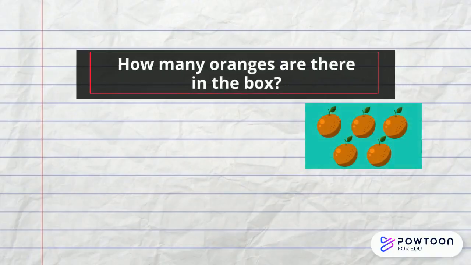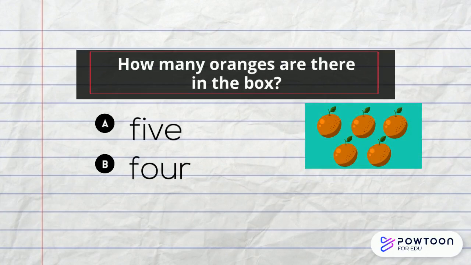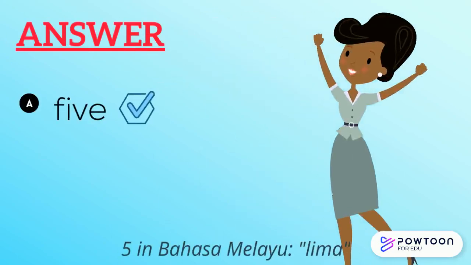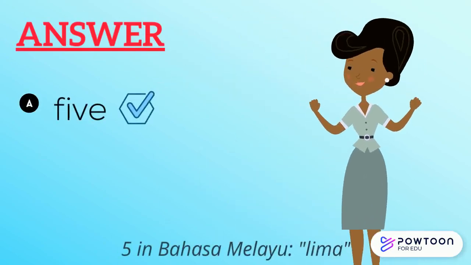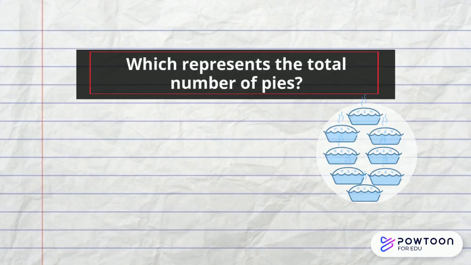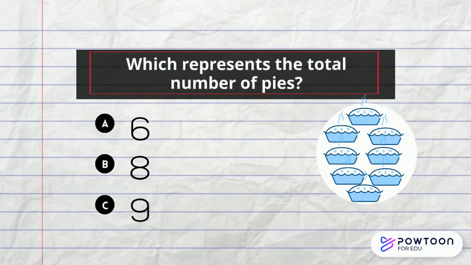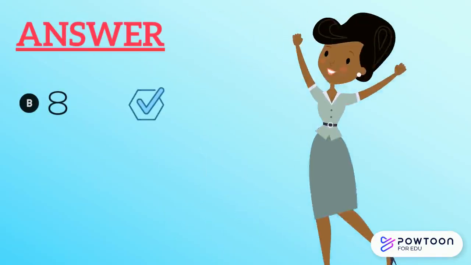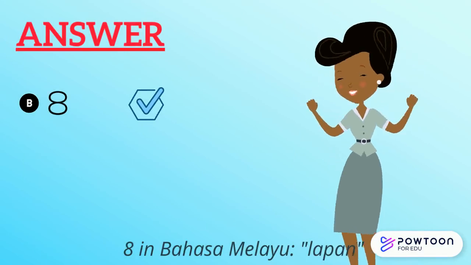First question, how many oranges are there in the box? The answer is A, as it spells out the number 5, which is the total number of oranges in the box. Second question, which represents the total number of pies? The answer is B. The total number of pies is 8.